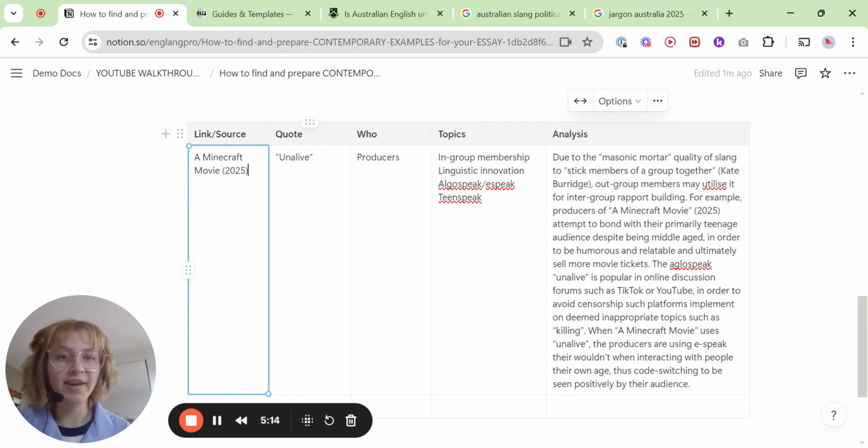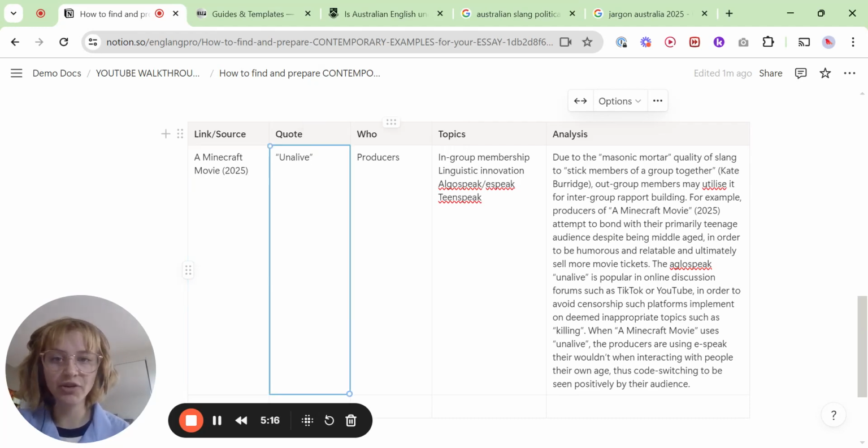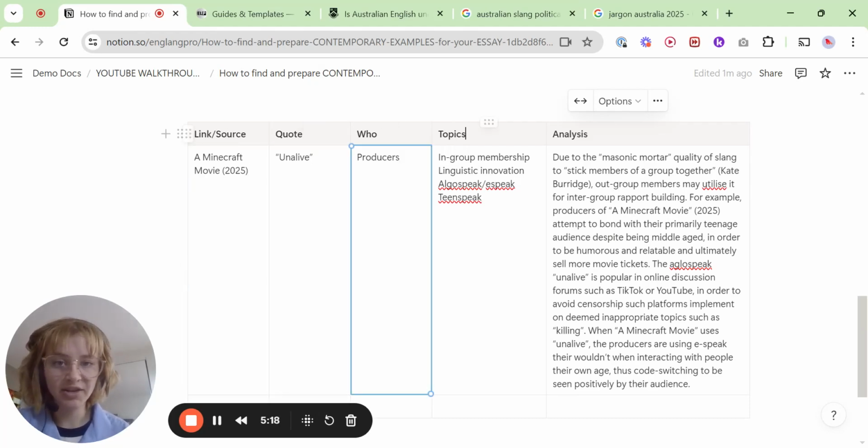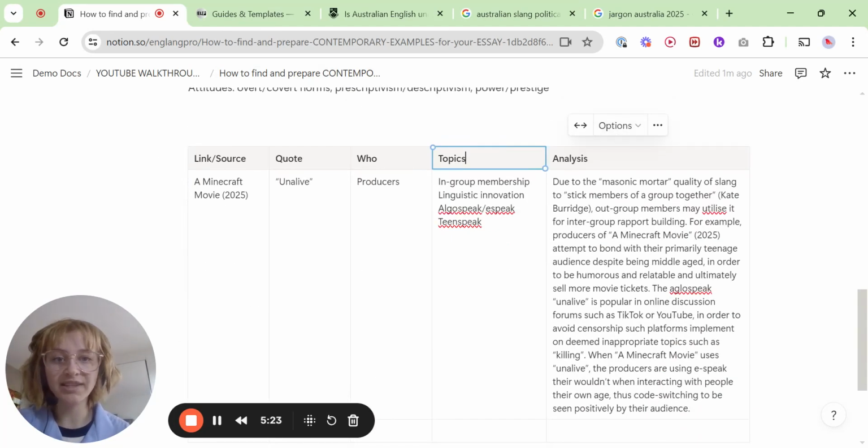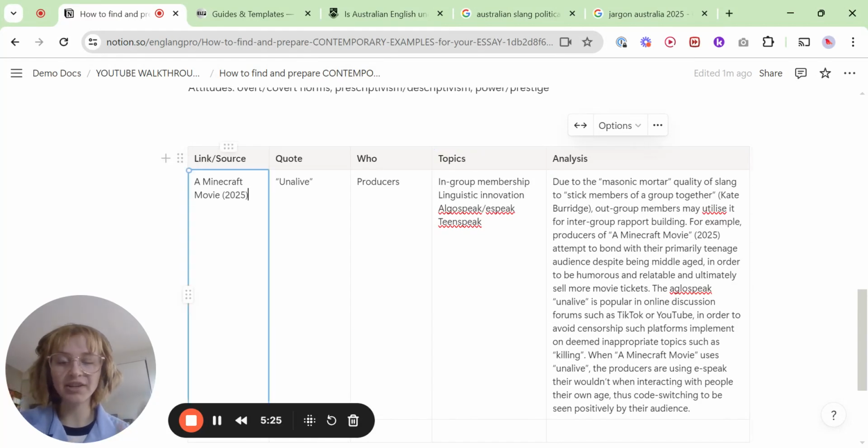So they use the word unalive in the Minecraft movie. So who said it? What are the topics that are relevant to English language, which we've put here? And then what is the analysis? So always add your link so you can find it easily. The quote and who, because you're going to need that when you're writing it in your essays. And then the topics, that's to help guide you in your analysis.